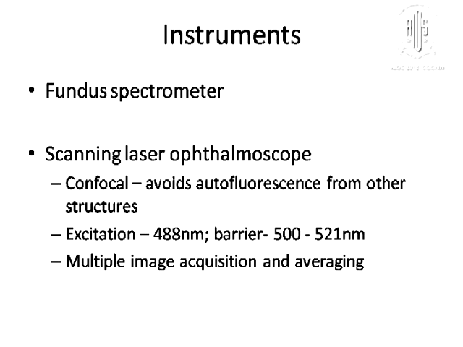Fundus spectrometer was the initial equipment, nobody uses this anymore. The SLO, the Heidelberg, which Dr. Hemd was talking about, is also an equipment which allows us to image the autofluorescent images. SLO is confocal, so it avoids autofluorescence from other structures, so it gives very precise, good images. And the excitation in SLO is using 488 nanometers, and barrier filter is 500 to 521 nanometers. And it acquires multiple images and averages.